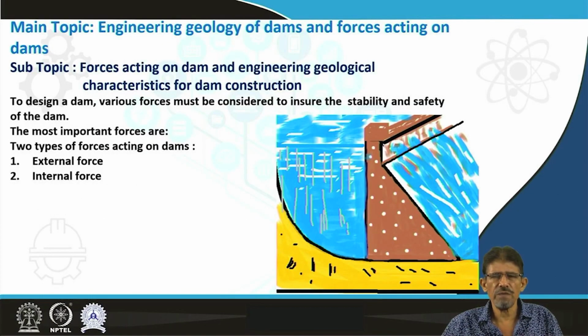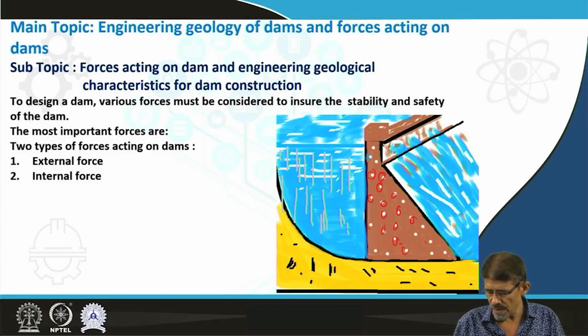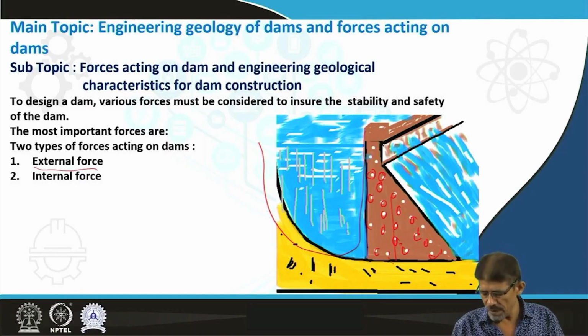Friends, the forces acting on a dam can be divided into two categories: internal force and external force. For internal force, you can see here the pores. The water present in pores results in pore pressure, and that we are going to utilize during the stability analysis of the dam as an internal force. We are here considering the maximum external force due to impoundment of water, due to the weight of the water, and due to the weight of the structure.